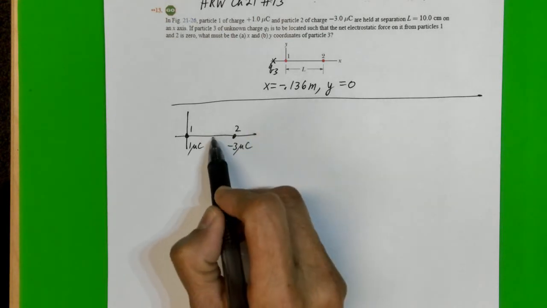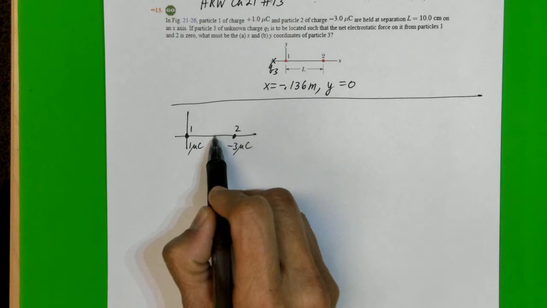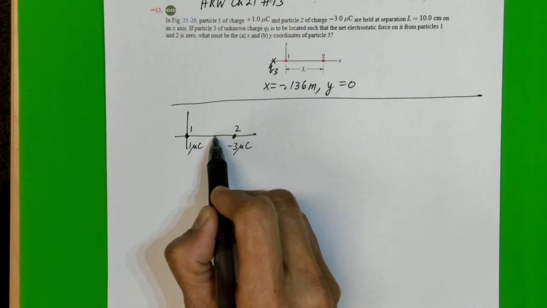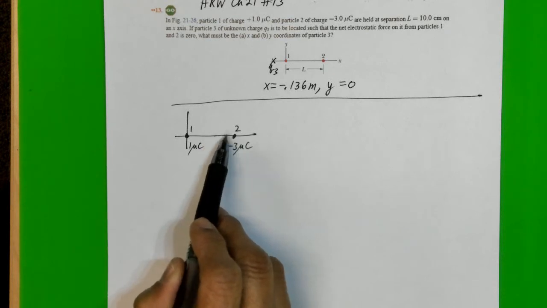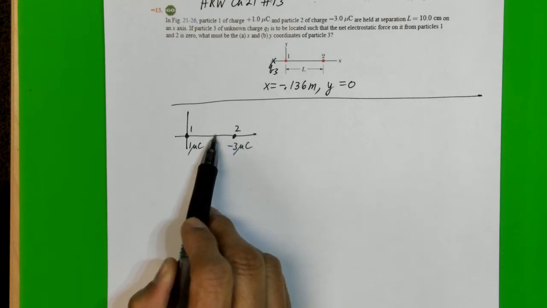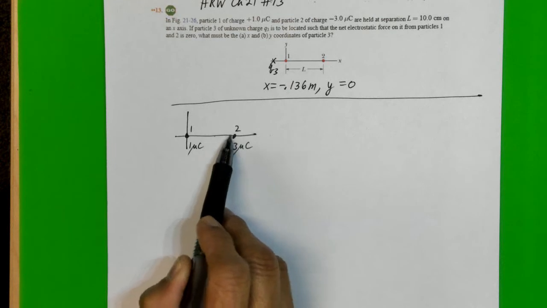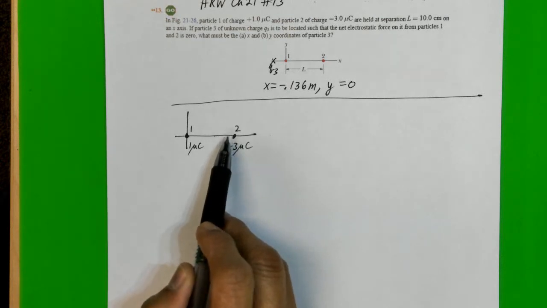Now you can try putting Q3 in between. Q3 is positive, let's say. And what happens is it's going to experience an attractive force towards 2 and a repulsive force, again, in the same direction. So there's no way that these two vectors, which are pointing in the same direction, will add up to 0.